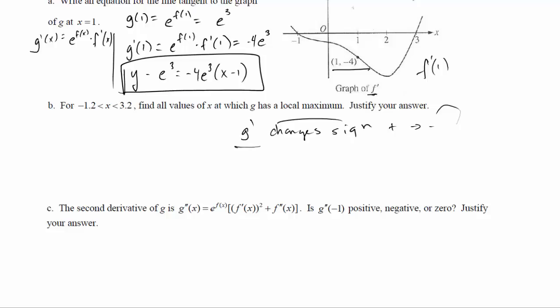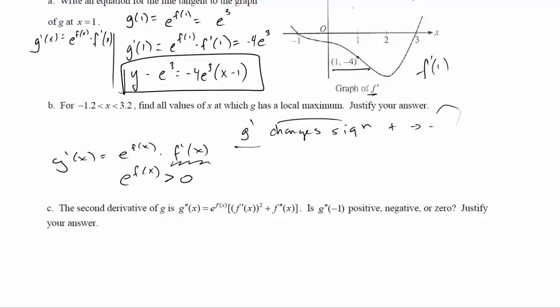Now, I already found g prime from the earlier problem. G prime of x equals e to the power of f of x times f prime of x. So now the question is, when does this change sign? Well, I don't have a graph of this, but I do know certain properties. I do know, for example, e to the power of f of x is always positive.